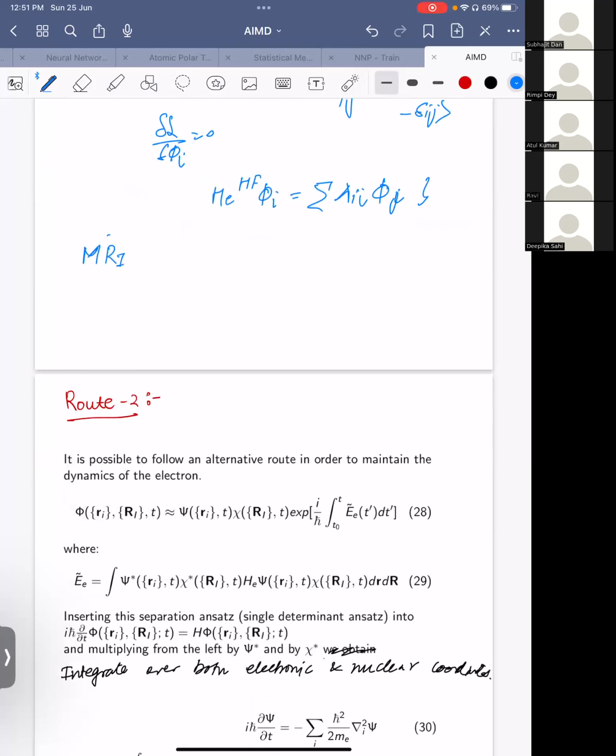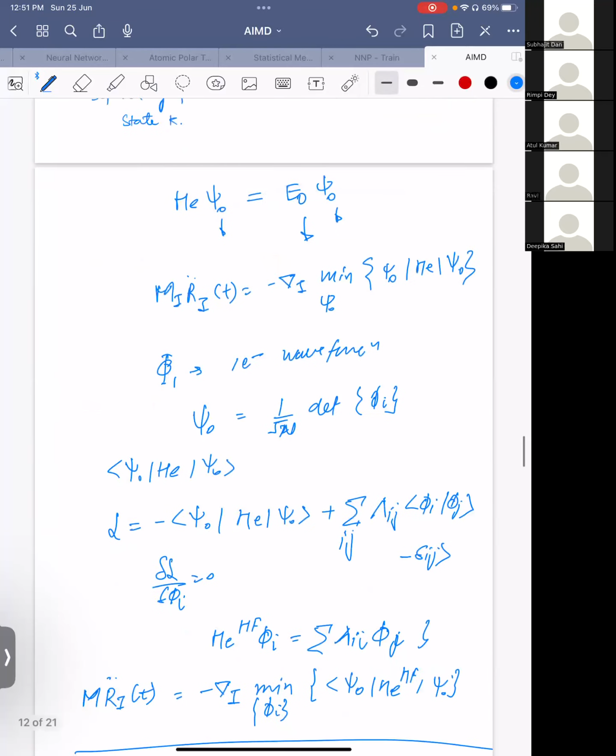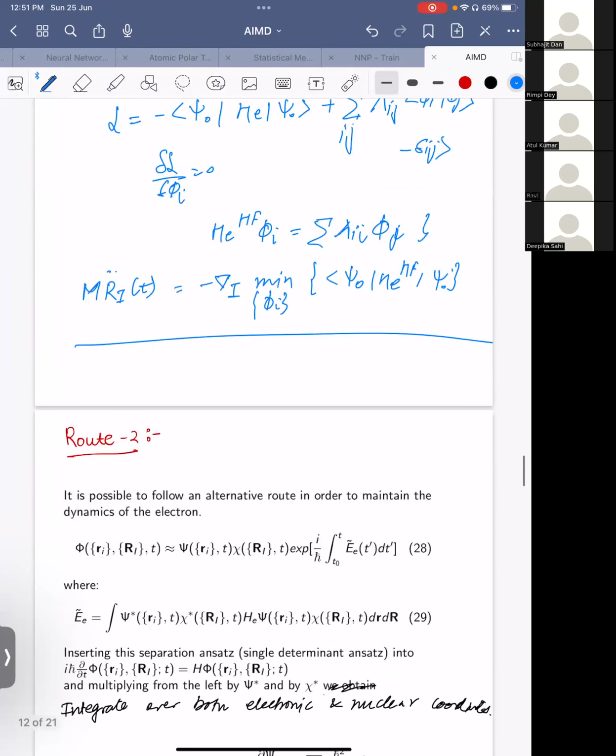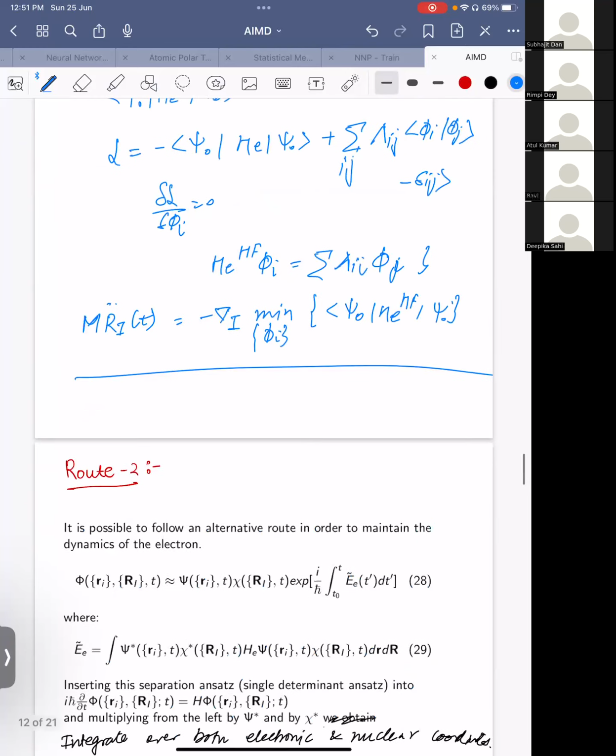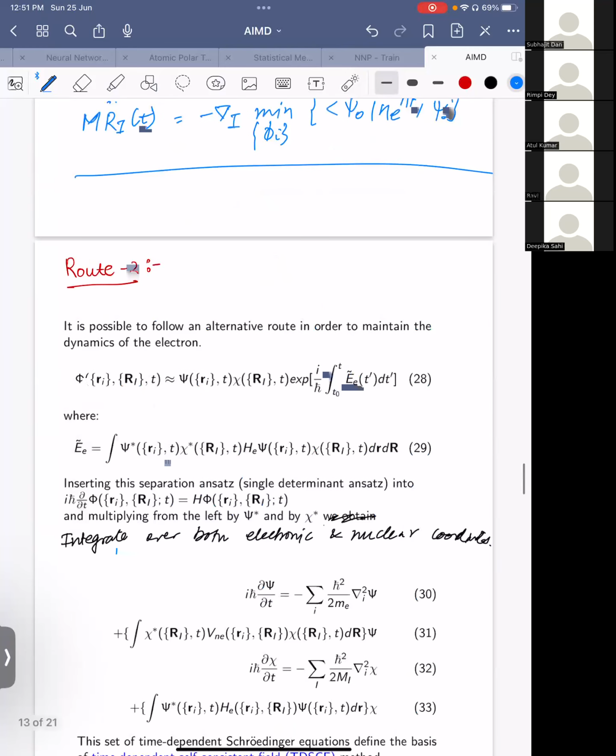So this will be our Hamiltonian, sorry, Newton equation of motion. And this will be the same for quantum theory as well. So this was the first method, which is called Born-Oppenheimer molecular dynamics. Now I will discuss the second method.